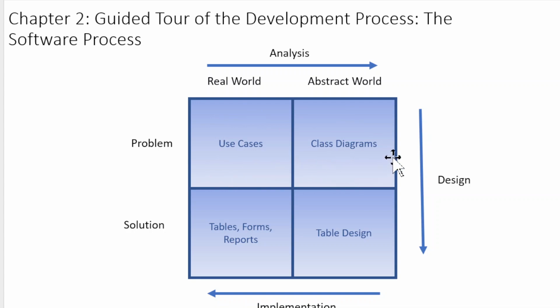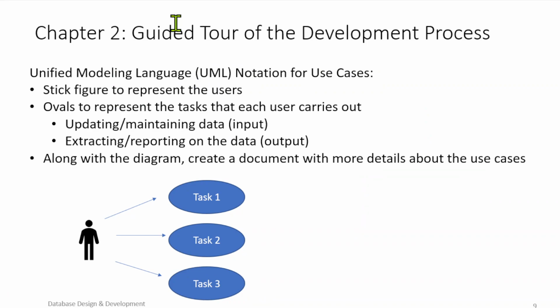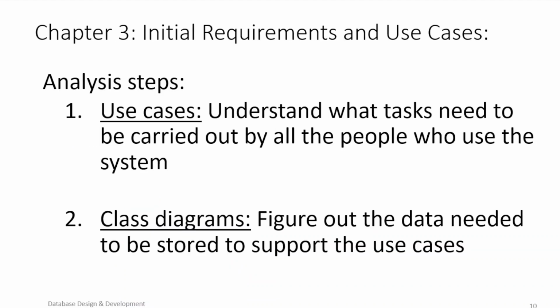If you're on your first pass and you've made your class diagrams, you should go back, talk to the users, and probably review, making sure you're hitting all the right use cases. So most of your time will be spent in the top two boxes, revising. Unified Modeling Language is used for use cases. You've got the stick figure to represent users, and then each one of these bubbles represents a task. Just understand what the UML is. You guys have all built them for your project, so you've got that. For the analysis steps, look at your use cases and make sure you know what tasks need to be carried out by all the people who use the system. And then for the class diagrams, figure out what data needs to be stored in order for these use cases to be used.